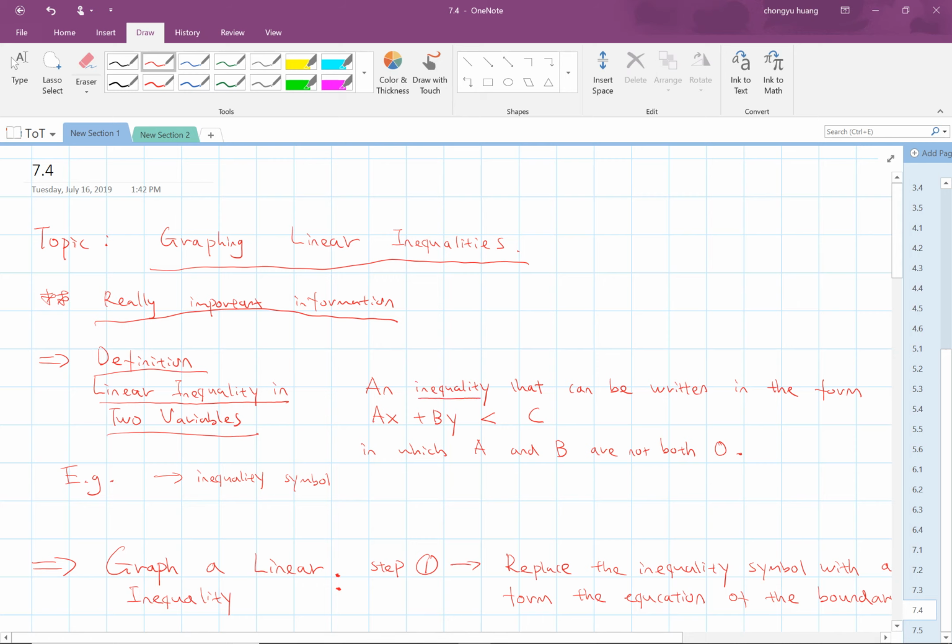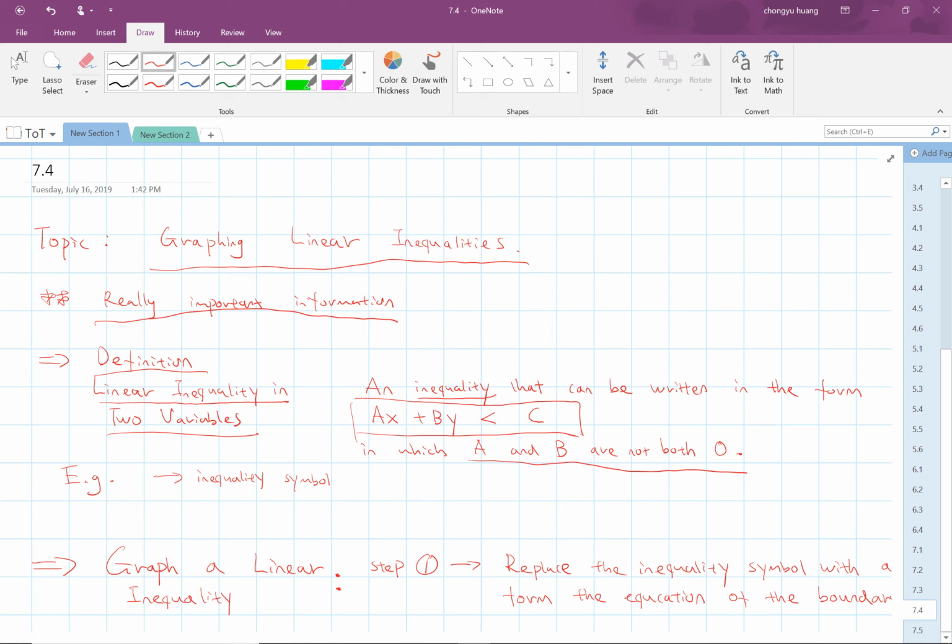So the definition: an inequality that can be written in the form ax plus by less than c, in which a and b are not both zero. So a and b are not both zero. That's the condition, so keep this in mind. Make sure you keep this in mind.